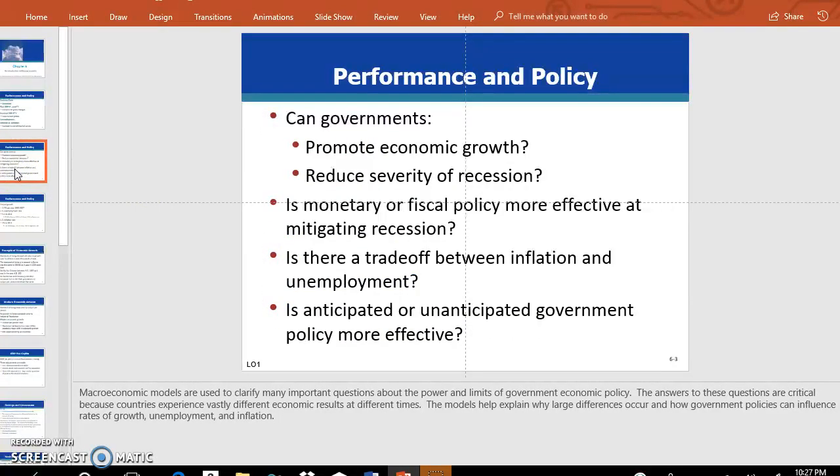Now, can governments promote economic growth? That is one question. Let us say that there is a recession and we believe that the government should come and try to solve the problem. But does the government have that ability? Will the economy move as the government wants it to move? Or will the economy change in unexpected ways? See, so macroeconomic models become helpful in this case. Macroeconomic models are used to clarify many important questions about the power and limits of government policy.